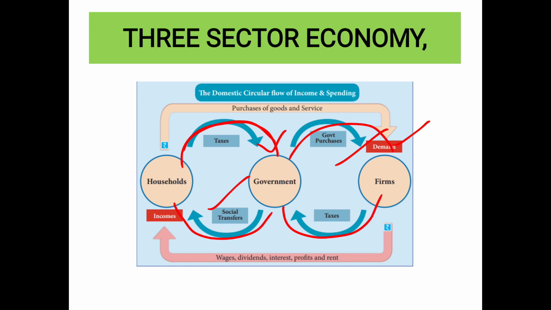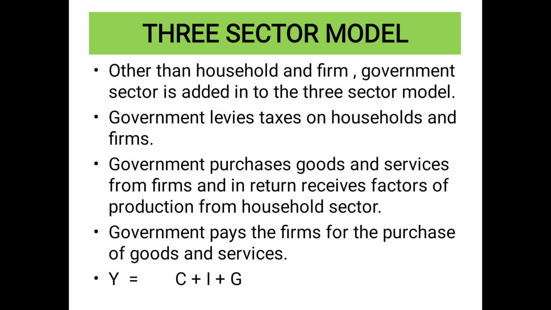Now can you see this side demand is given? Demand is nothing but the household demanding goods and services. Since it is supplying factors of production, it is demanding goods and services. So here you can see income. Who is receiving income? The households are receiving income for the usage of the factors of production. So this is the three-sector model.